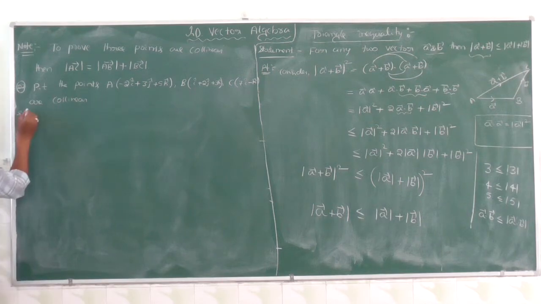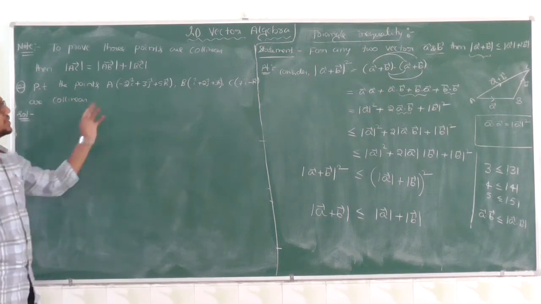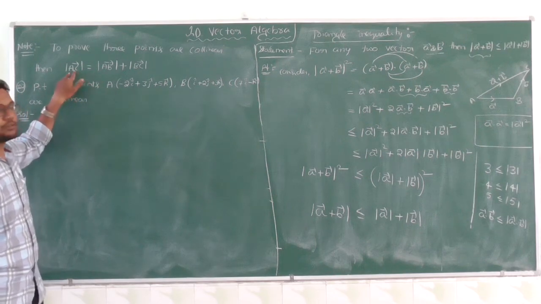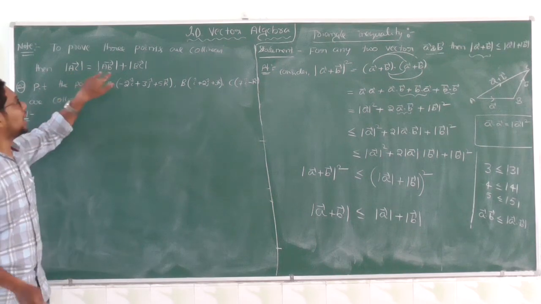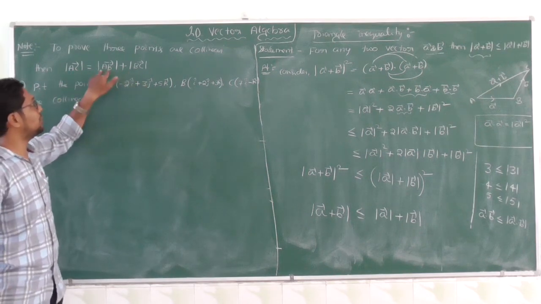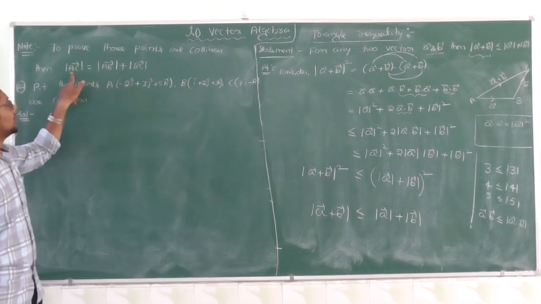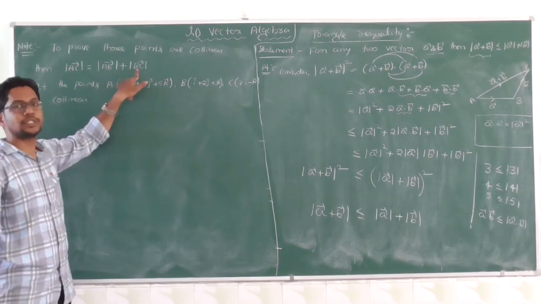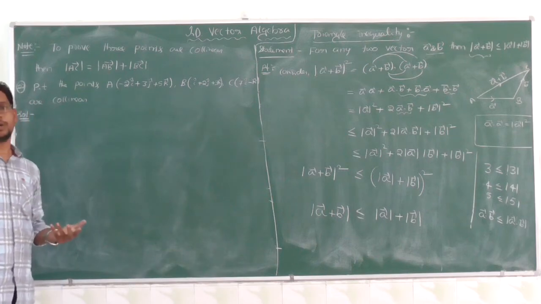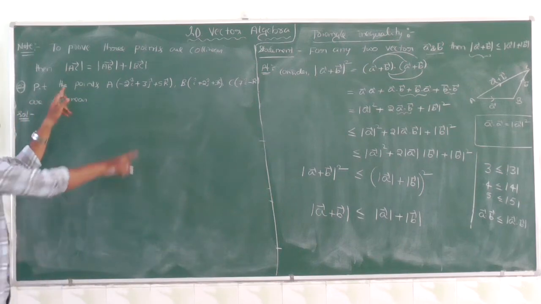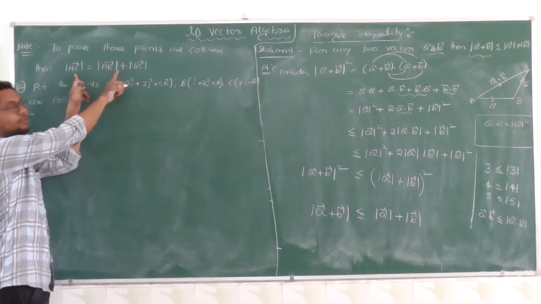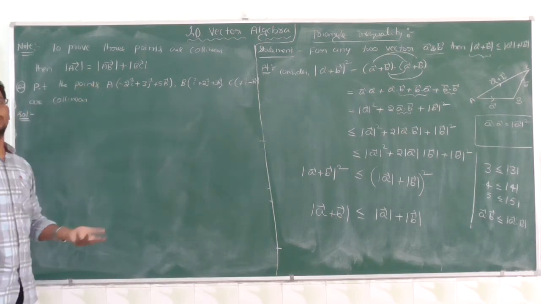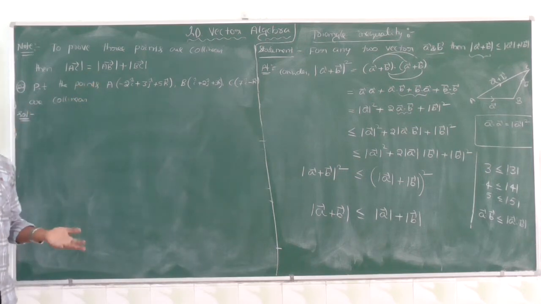Okay, let us prove that these 3 points are collinear. Here it is a condition. First, we have to find vector AC, vector AB and vector BC, along with their magnitudes. After that we have to verify the condition. If it is equal, then we can say that the points are collinear. Otherwise, the points are not collinear.